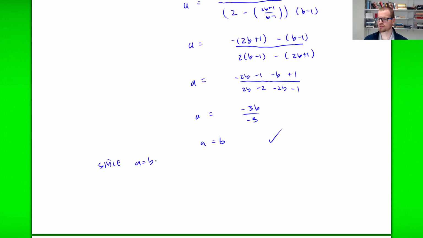Since a is equal to b only, no other things, right? A isn't equal to b or a equal to something else. It's just a is equal to b. Since a is equal to b only, the function that we have is one-to-one. Excellent. And that's what we were looking to show. It took a bit of algebra to get there, and that's fine. Sometimes it takes a little bit of work. Thank you for joining me.